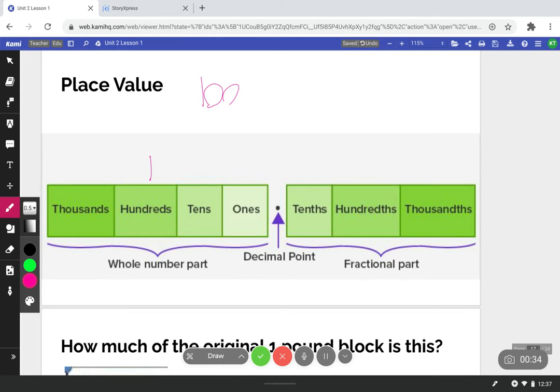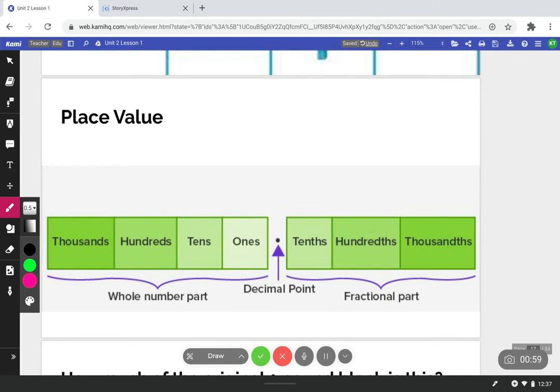100. 1,000. Y'all know this side of the decimal point. That's easy. Y'all know it. It's this part of the decimal point that we aren't too familiar with. So the tenths, so 1 out of 10, the 1 would go here. Don't forget the decimal point. 0.1, 1/10.